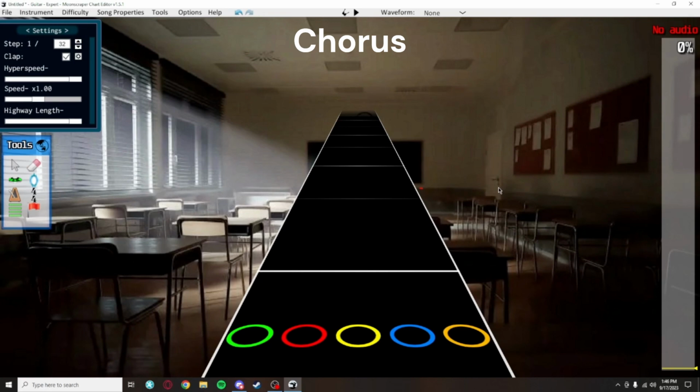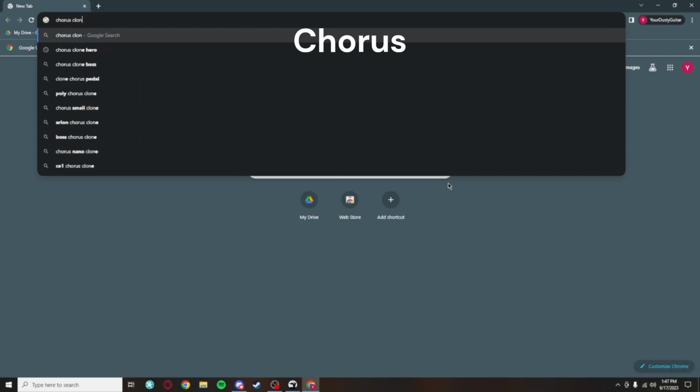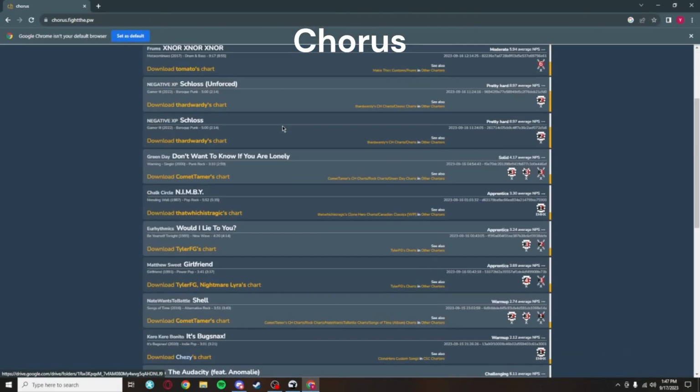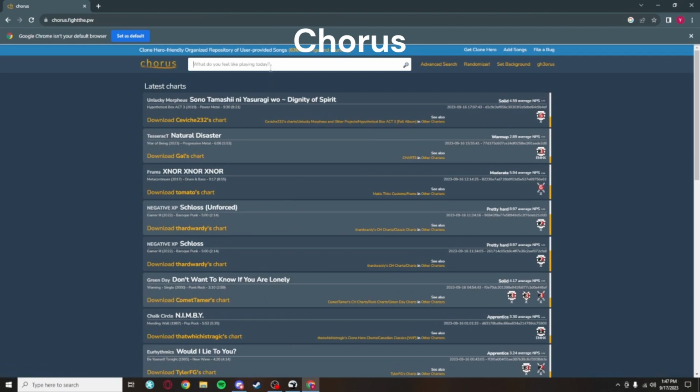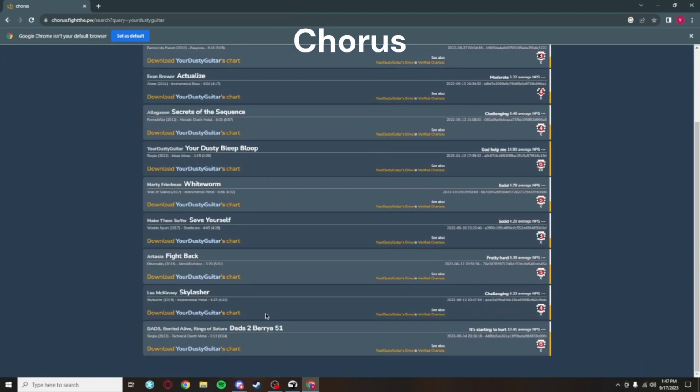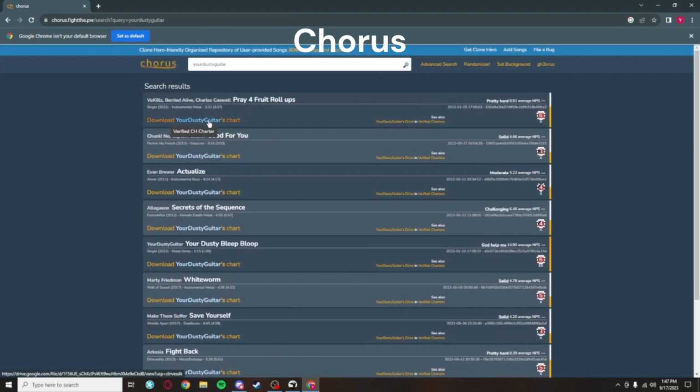Chorus is the number 1 website that is used to upload and download charts for Clone Hero. So let me pull it up right now. Chorus, Clone Hero. Here it is. And there's just a bunch of charts. Here, let's look up what I have on here. Your dusty guitar. Look at that. There's all my charts. You can see them right here. You click on this. You can just download it. Oh, it even shows if you're verified or not on here.